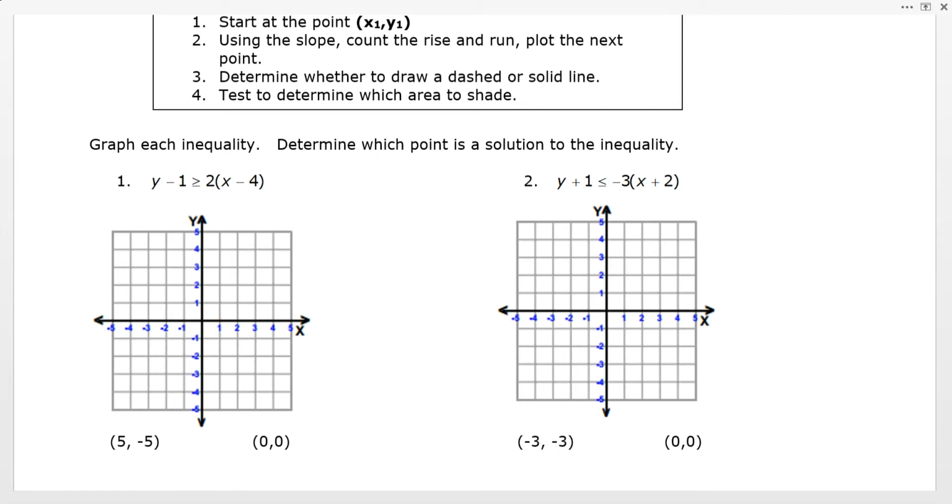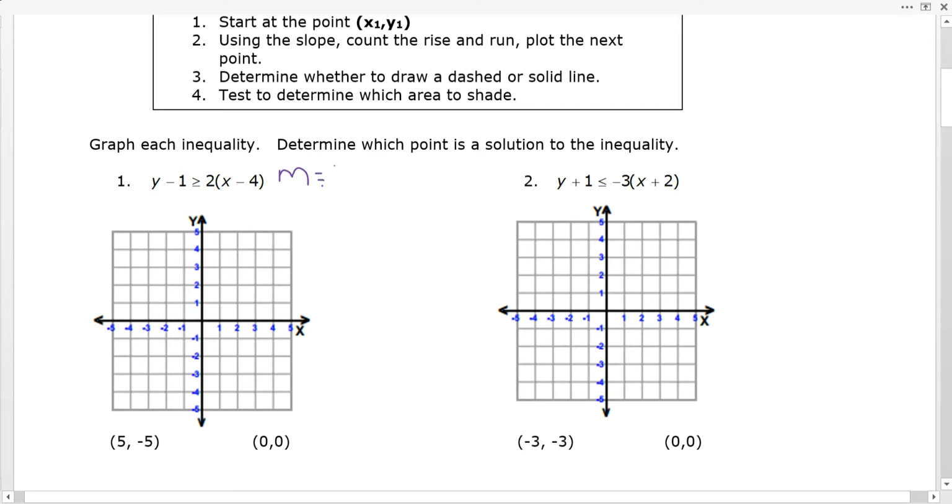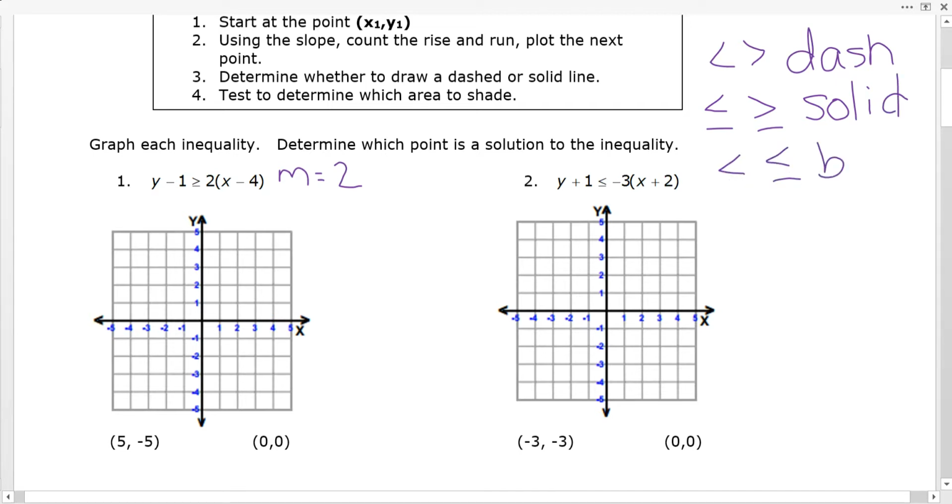So our equations are already in point slope form. So it's very easy to see that the slope is 2 for number 1. Oh, and I was going to remind you, dashed lines are less than or greater than. Solid lines are less than or equal to, greater than or equal to. Less than or equal to is below. And greater than or equal to is above.